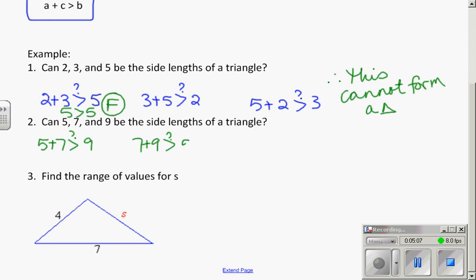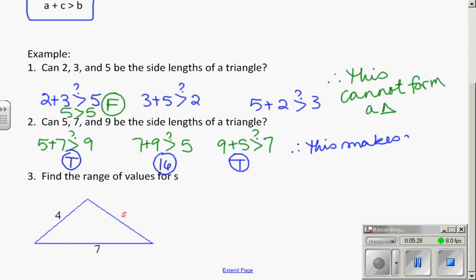When we look at the next example and we make our statements, 5 plus 7, is that greater than 9? 7 plus 9, is that greater than 5? And 9 plus 5, is that greater than 7? Go through and check. 12 is greater than 9. True. 16 is greater than 5. And 14 is greater than 7. Therefore, this makes a triangle.